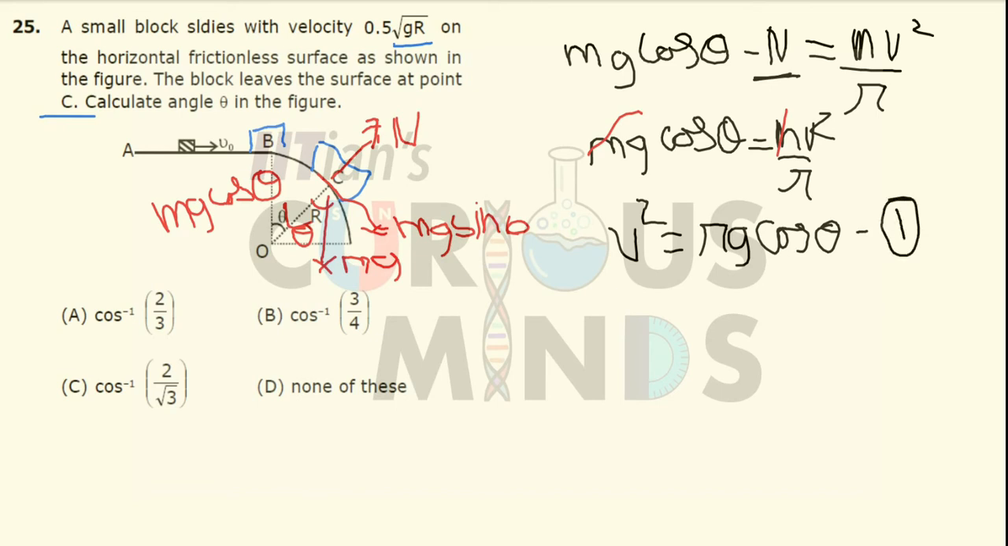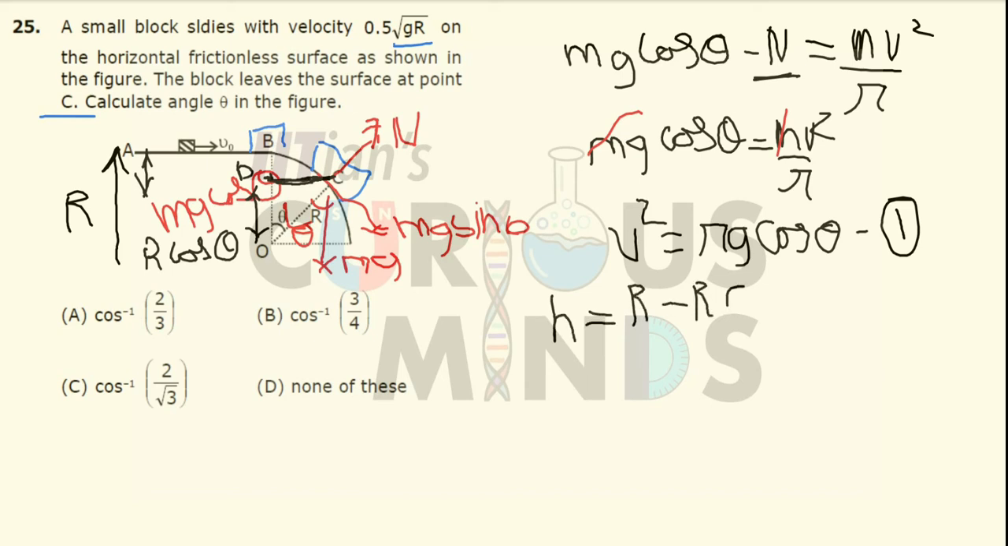Now over here, we have to calculate the height. If this radius is r, this distance will be equal to r cos theta. Let us say this point is D. The perpendicular distance OD will be equal to r cos theta. O to B, this entire distance, is equal to r. So the height difference between point B and D will be equal to r minus r cos theta.